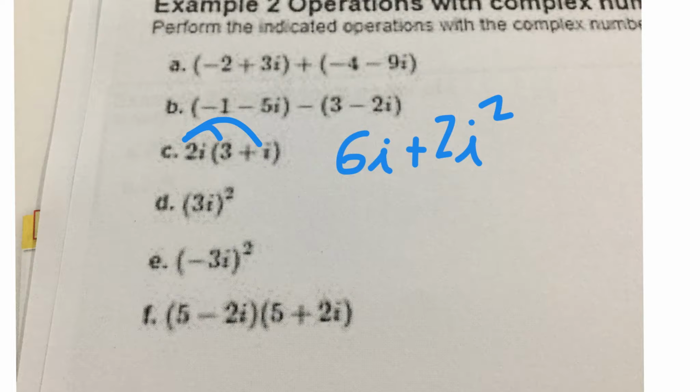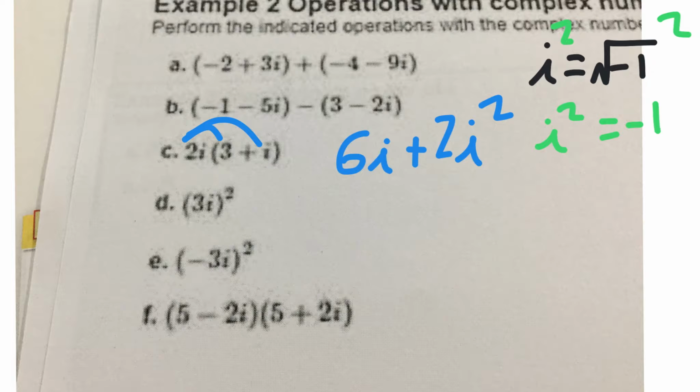Our answer is never going to have an i squared or an i cubed or an i to the fourth. The only answer it can ever have is just an i. So when I look at this i squared, I know I have to fix that. Well, we established yesterday the imaginary unit is equal to the square root of -1. So then what would i squared be equal to? Well, if I square both sides, that tells me i squared is equal to -1, because when you square a square root, those are inverse operations.